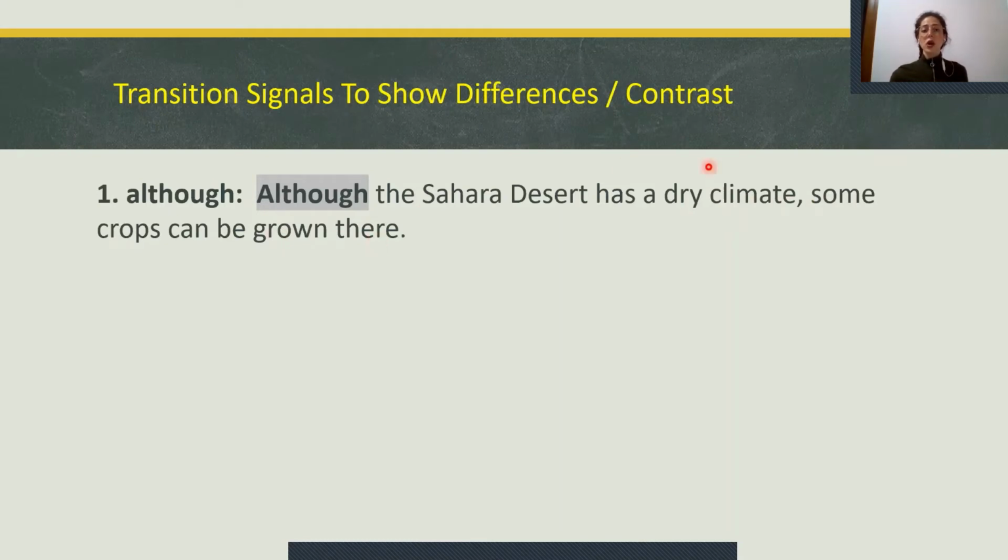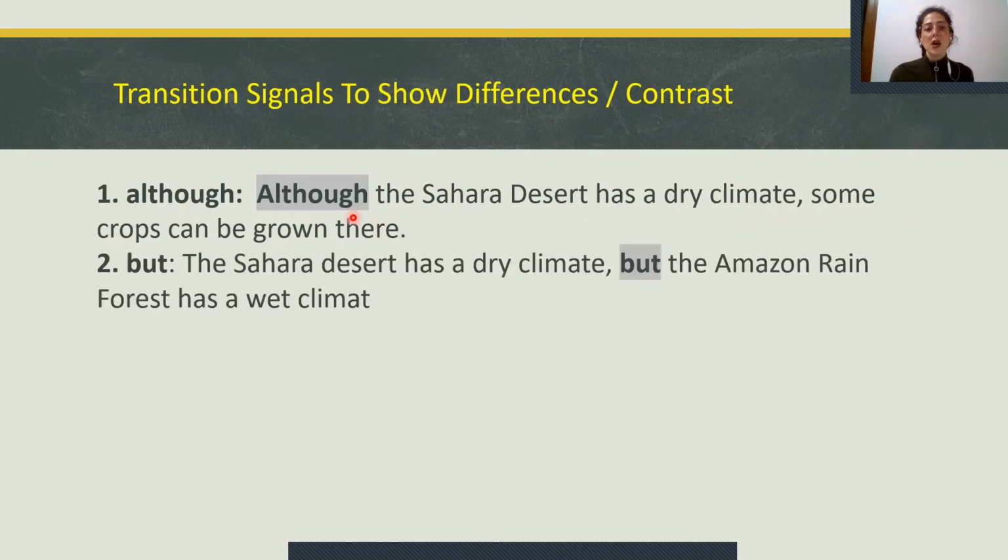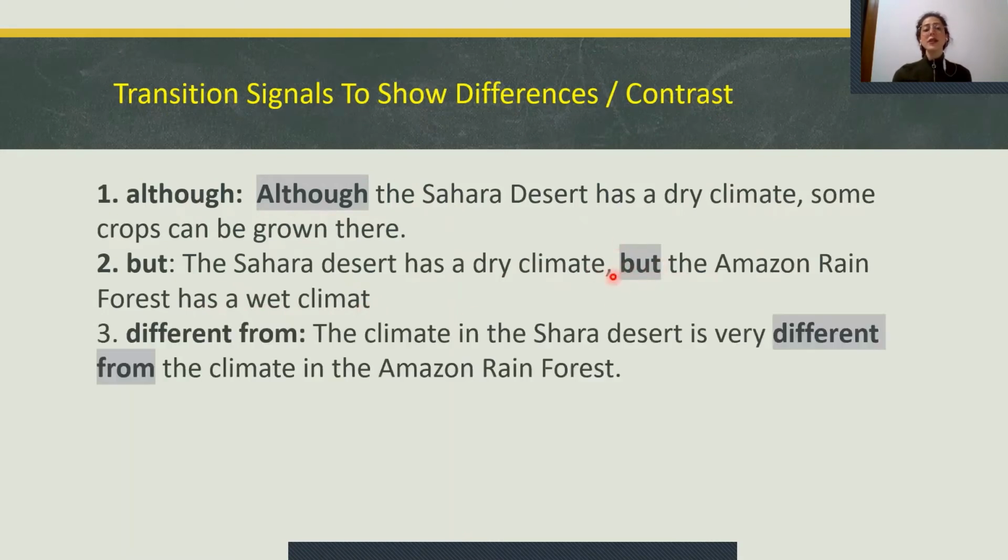Okay, good. So, something negative, something positive. If I want to use although, I need to say two unparalleled, different things: sentence and sentence. The Sahara Desert has a dry climate, but the Amazon rainforest has a wet climate. Okay, guys, so it is like but. You already know the use of but here.